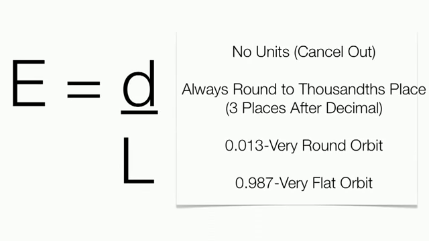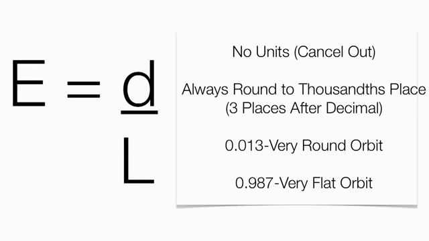The thing is with this, you're never going to have a unit associated with it because the units in the numerator cancel out with the units in the denominator. Now this is going to be a calculation that's always rounded to the thousandths place. So if you look at your solar system data chart in the reference table, all your eccentricities are in thousandths place values. Now you'll notice you have a very big difference between a very round orbit and a very flat orbit. Your numbers that are close to 0 have a very round orbit. Your numbers that are very close to 1 have a very flattened orbit.